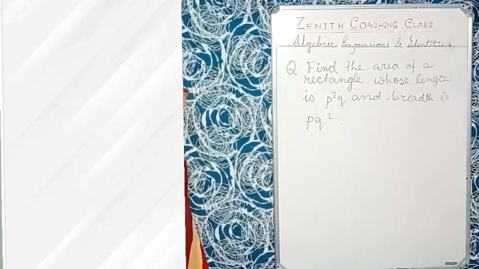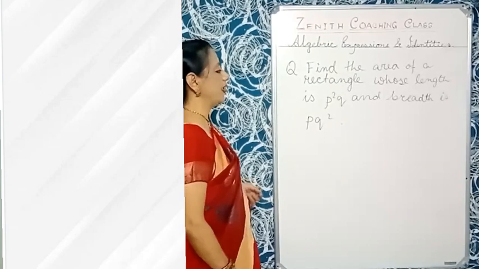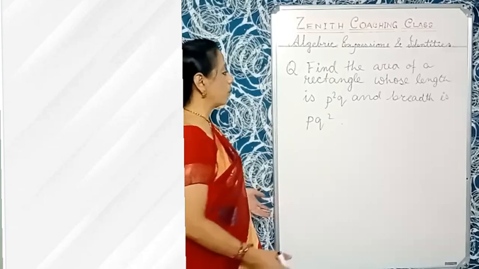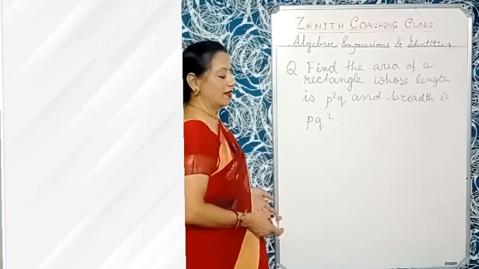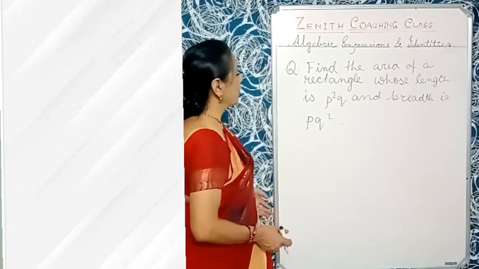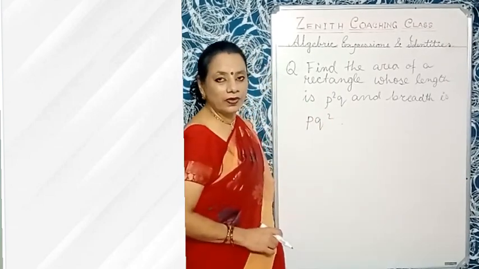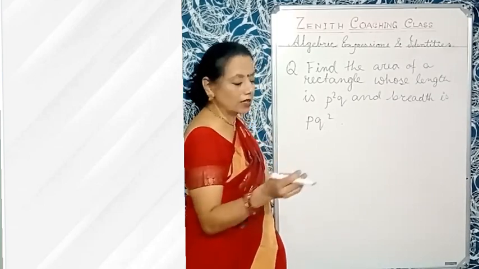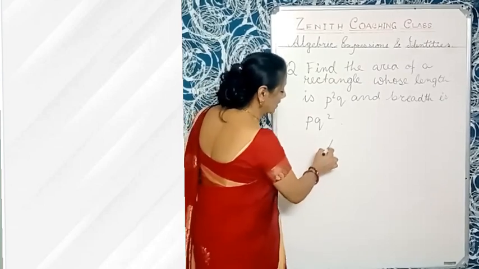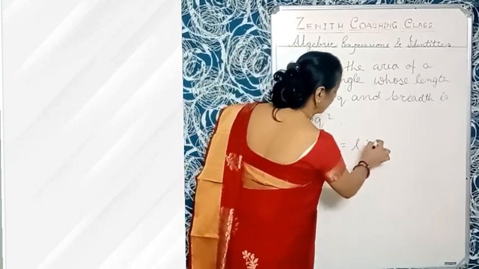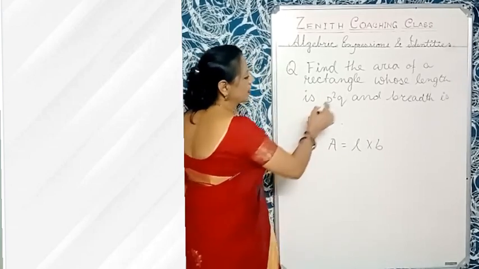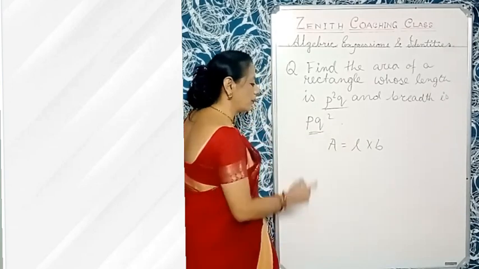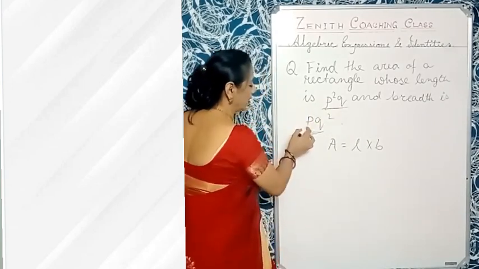Student, here is another sum. Find the area of a rectangle whose length is p square q and breadth is pq square. So, ma'am, what type of sum is this? It's a very easy sum. Okay, so find the area. So what do you have to do to find the area? You have to do the multiplication of length and breadth. What do you know? Area equals length multiplied by breadth. Here length is p square q and breadth is pq square. So you have to multiply p square q by pq square.